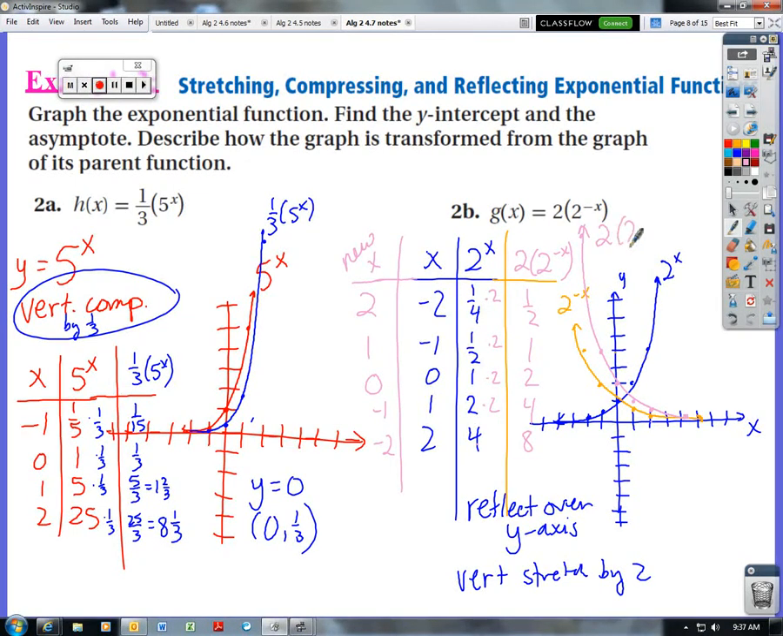That's 2 times 2 to the negative x. And you can see it is a vertical stretch. It did stretch up from the parent function, and it was reflected over the y-axis. So the new y-intercept is 0, 2. That's this one right here. And the asymptote stayed the same. And then we've got our transformations right here. It is a lengthy process, but it does work, and you can see how the transformations work.